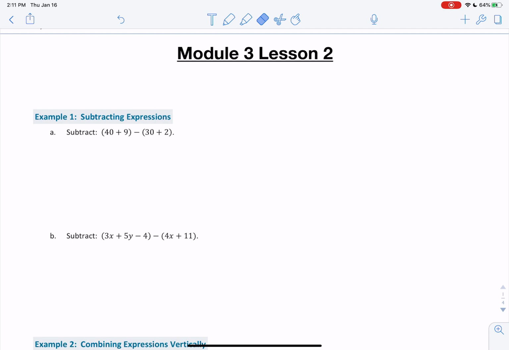Example 1, subtracting expressions. A, subtract parentheses 40 plus 9 minus parentheses 30 plus 2. Now, in order to do this problem, we need to remember our order of operations. So let's go ahead and get our pencils. Order of operations.